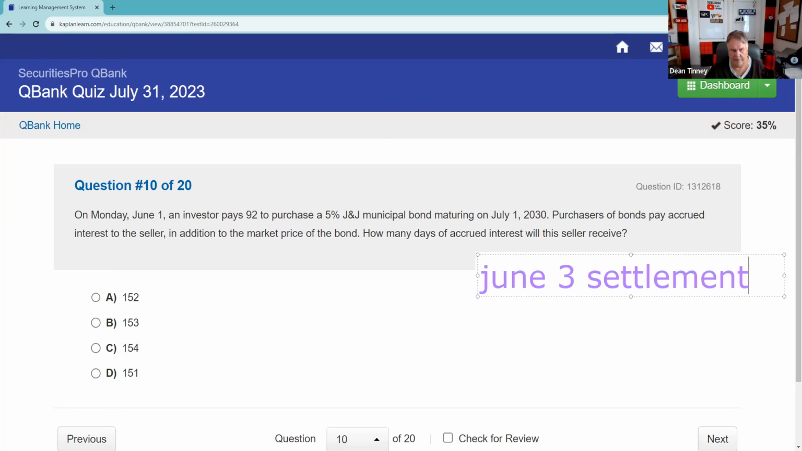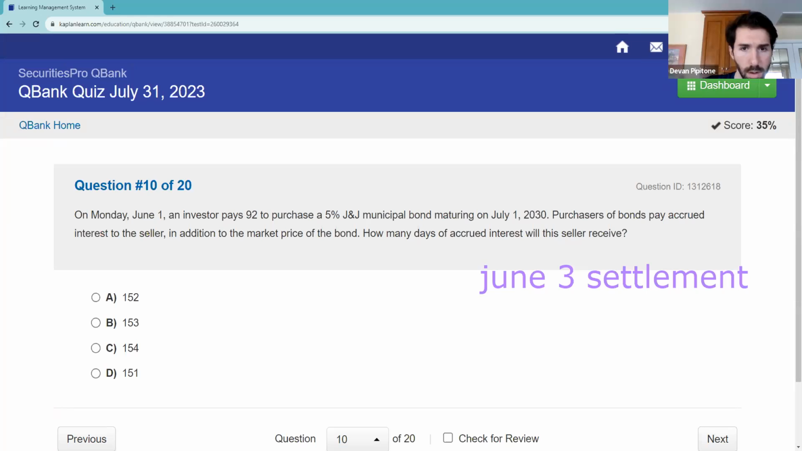And you are correct, T+2. So trade date is Monday, June 1st. T+1 is June 2nd. T+2 would be Wednesday, June 3rd. It's not necessary to know that's a Wednesday, because it's a business day, but that June 3rd is going to be important. And then it's maturing on July 1st, so I would put 1/1.